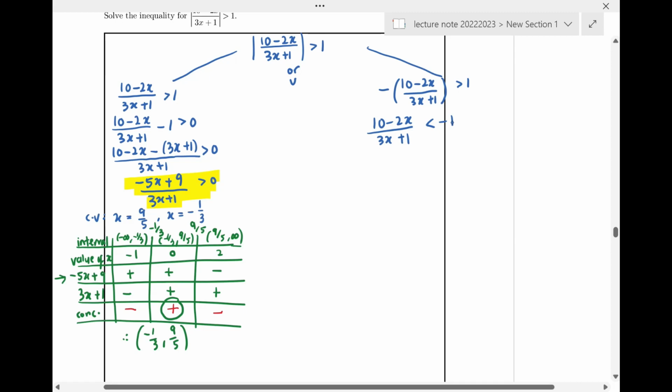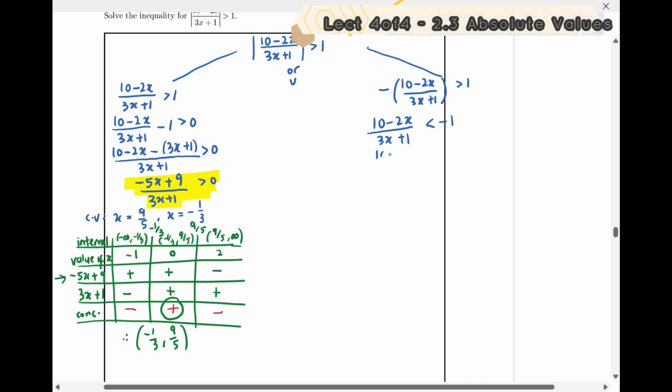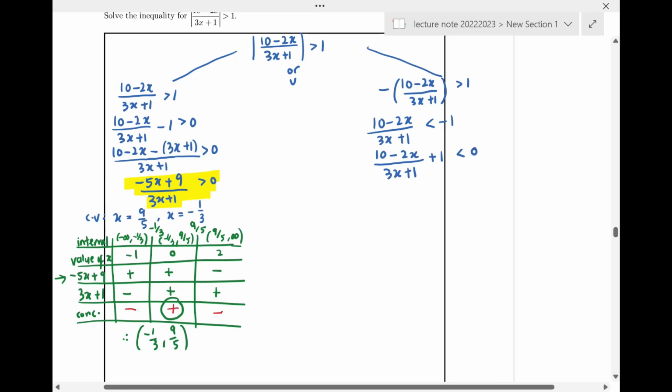Okay, and then gather everything on the left side so that we have 0 on the right side. So 10 minus 2x over 3x plus 1 less than 0. Similarize the denominator, samakan penyebut. So 10 minus 2x plus 3x plus 1 over 3x plus 1 less than 0. Simplify the left side. We will be having x plus 11 over 3x plus 1 less than 0.